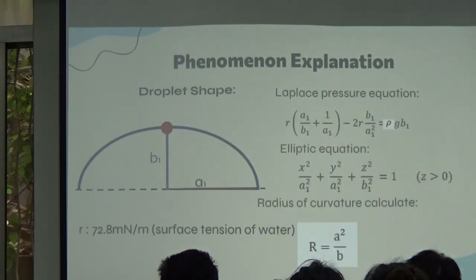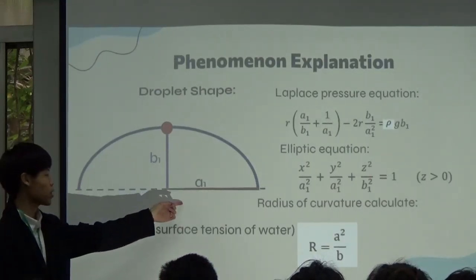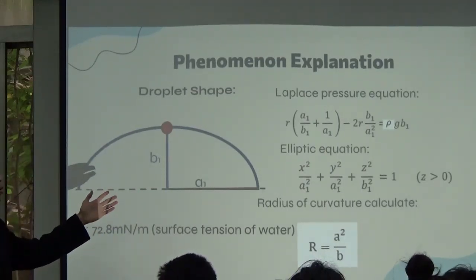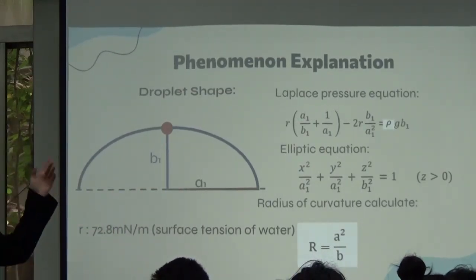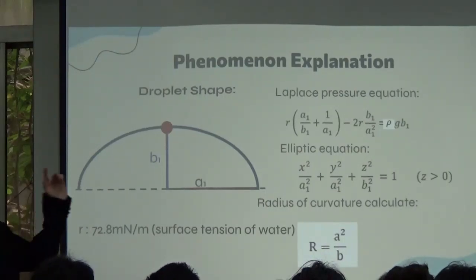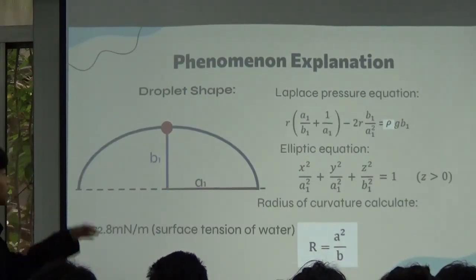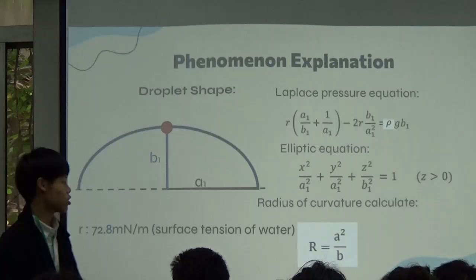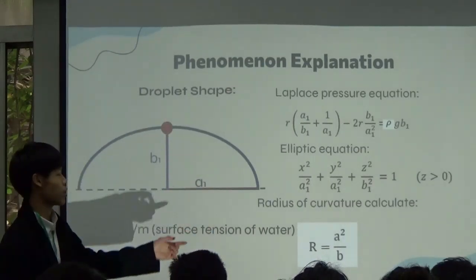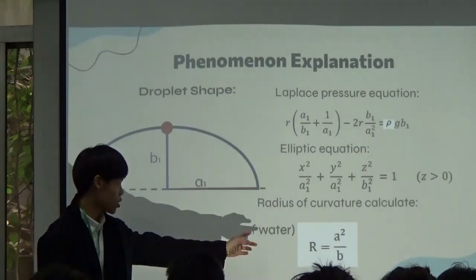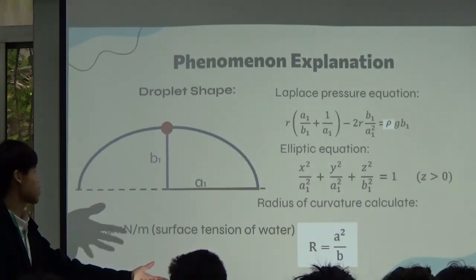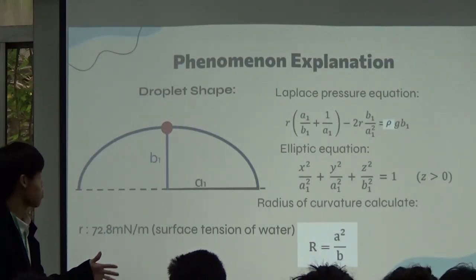Okay, now let's talk about our theory. First, let's define the droplet shape. We use the Laplace pressure equation to get the theoretical A1 and B1, where A1 stands for the radius of the droplets, and B1 stands for the height of the droplets. From A1 and B1, we can then use the elliptic equation to get a formula for this elliptic shape. And therefore we can also use A1 and B1 with radius of curvature calculating methods to get the radius of curvature at this point.